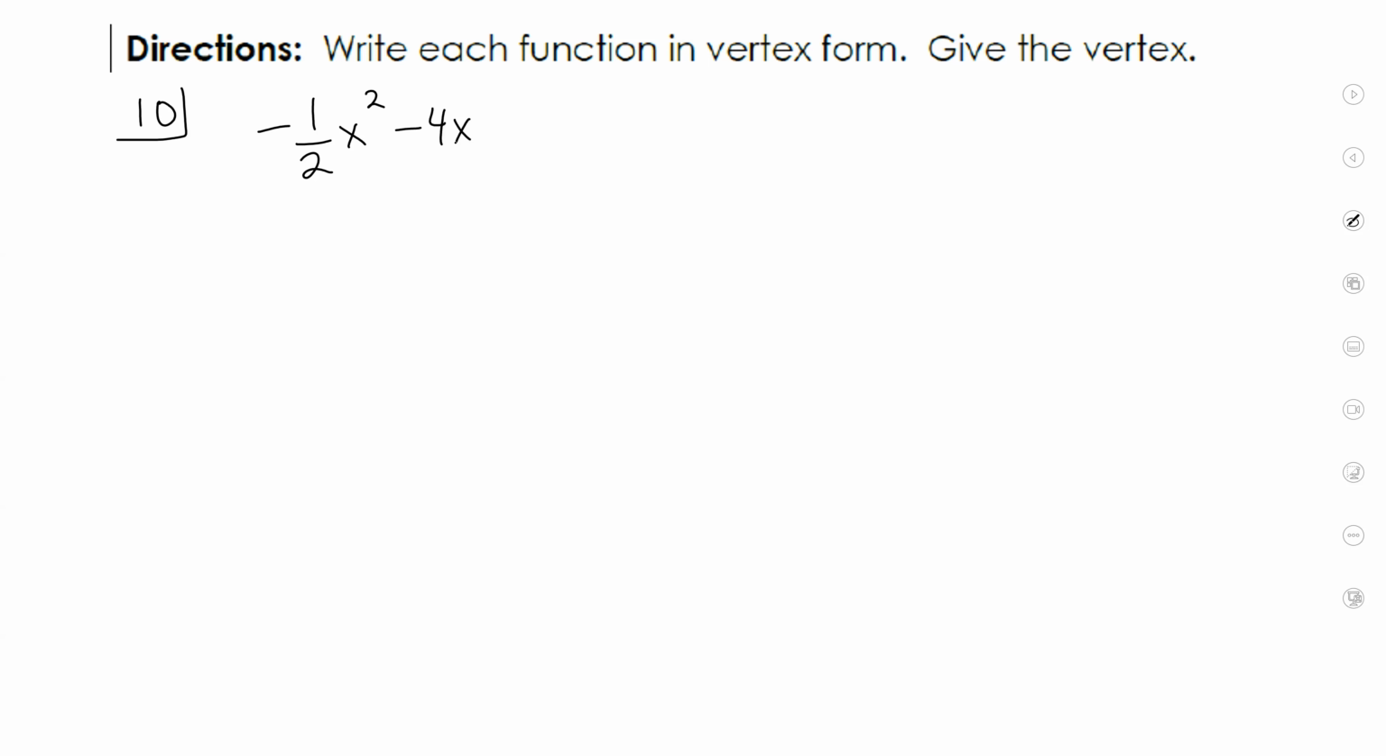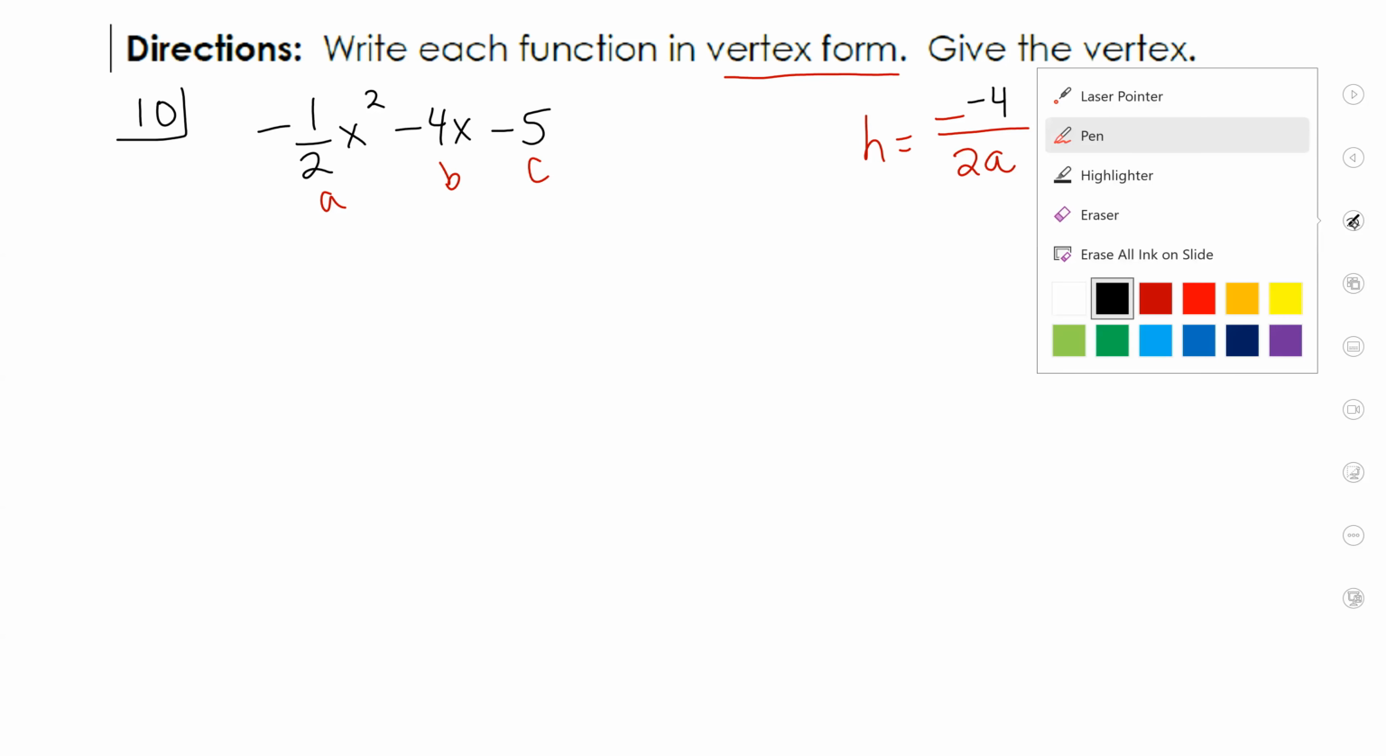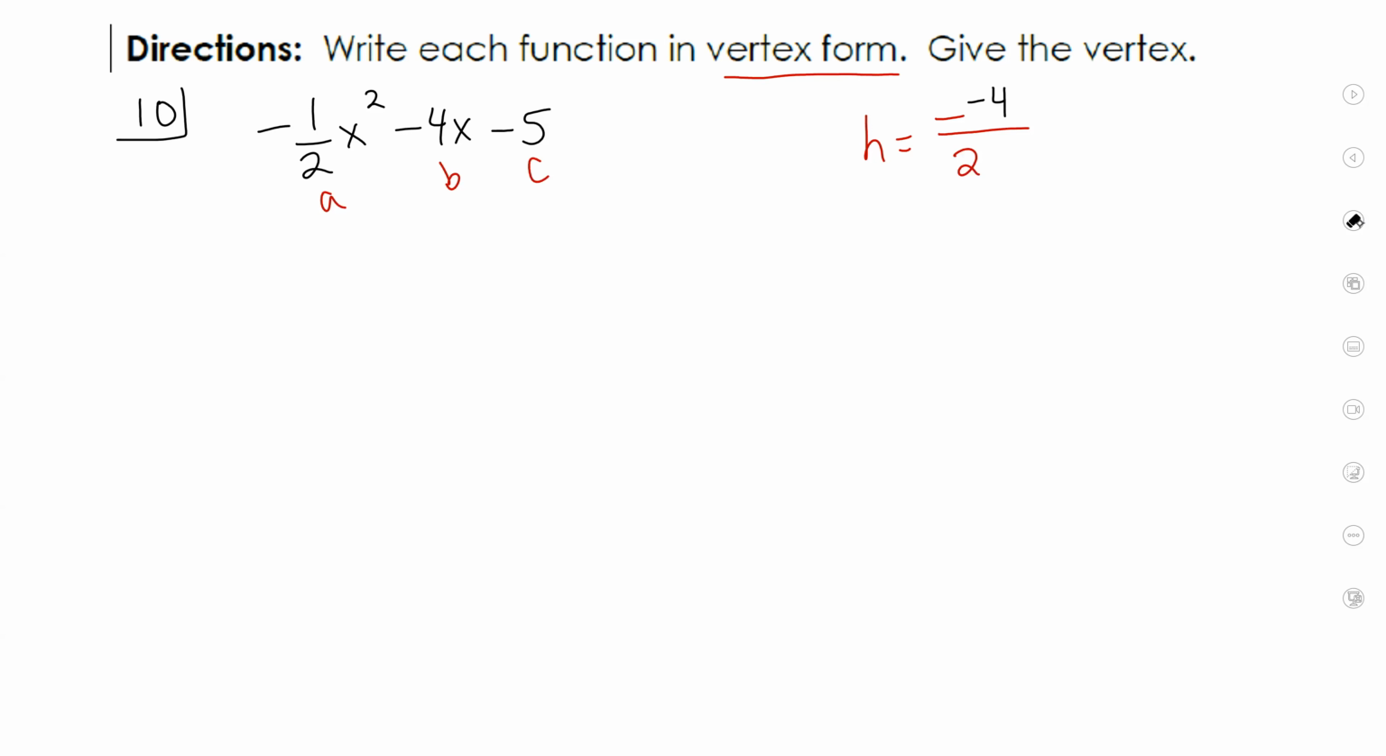Minus 4x minus 5. Okay, so the direction says write each function in vertex form and give the vertex. All right, so the formula to get the vertex is h equals -b over 2a. We're going to put this in vertex form. So this is my a value, my b value, my c value. My b value is -4, so I'm going to erase this b and put a -4 there. My a value is -1/2, so I'm going to erase that and put a -1/2 there.